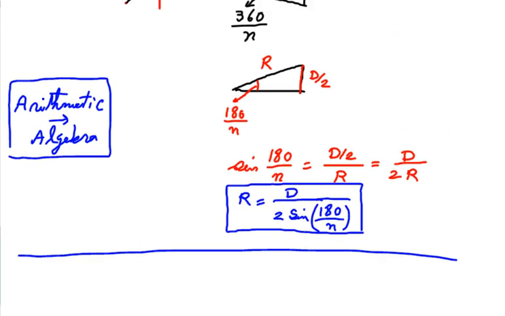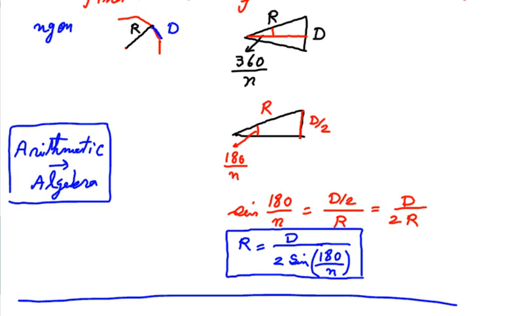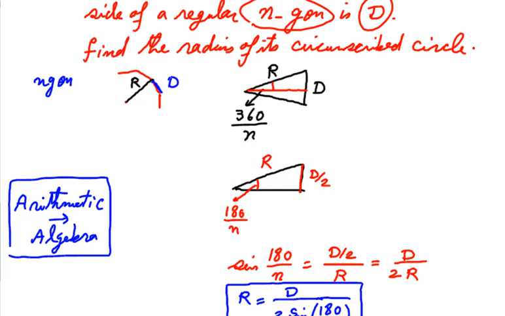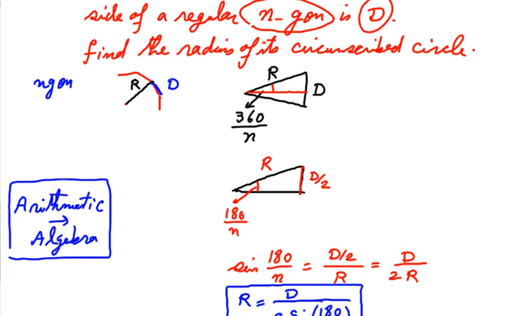Yes? That's 2. Let's take a pen here. D over 2. This is D over 2. Okay.